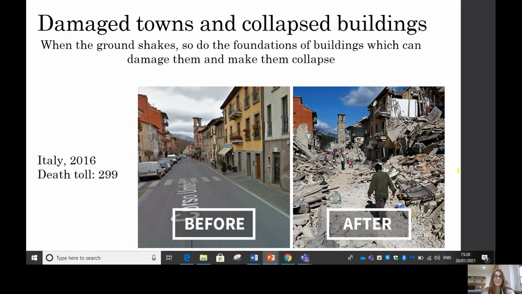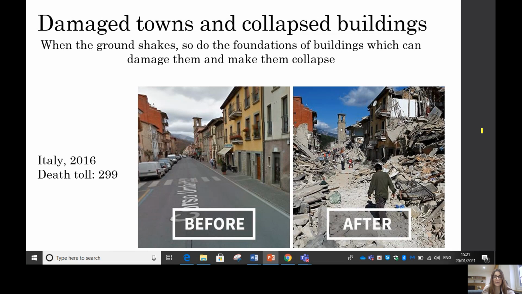The next human effect is damaged towns and collapsed buildings. So when the ground shakes, so do the foundations of buildings, which can damage them and make them collapse. We have a picture here from Italy in 2016. As we can see, here is a normal looking part of the town. And afterwards, we can see the same part of the town. You can see the clock tower still standing, the bell tower. And around it, there is lots of rubble where the buildings have collapsed.